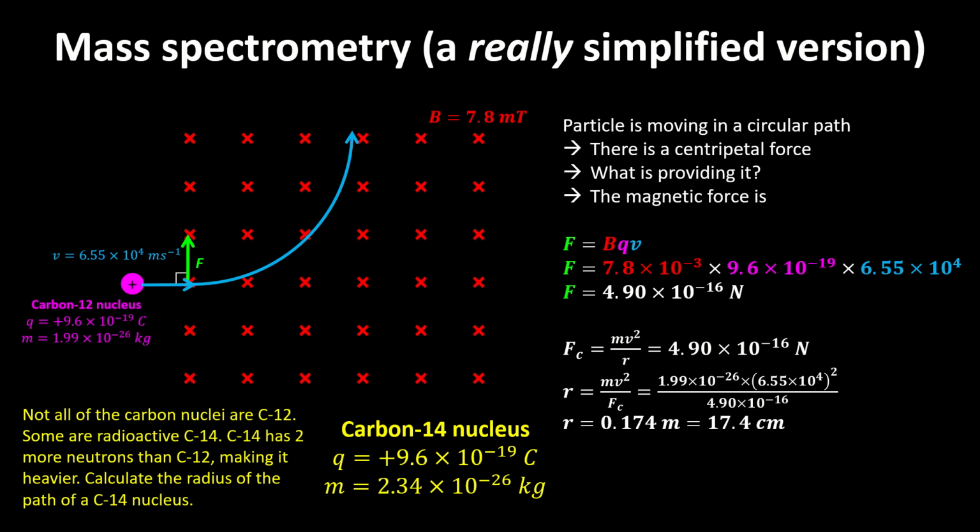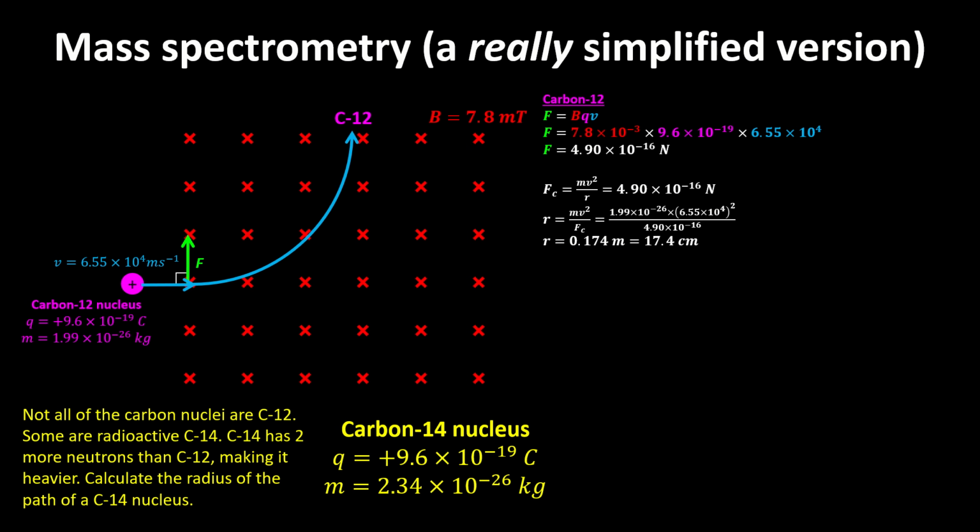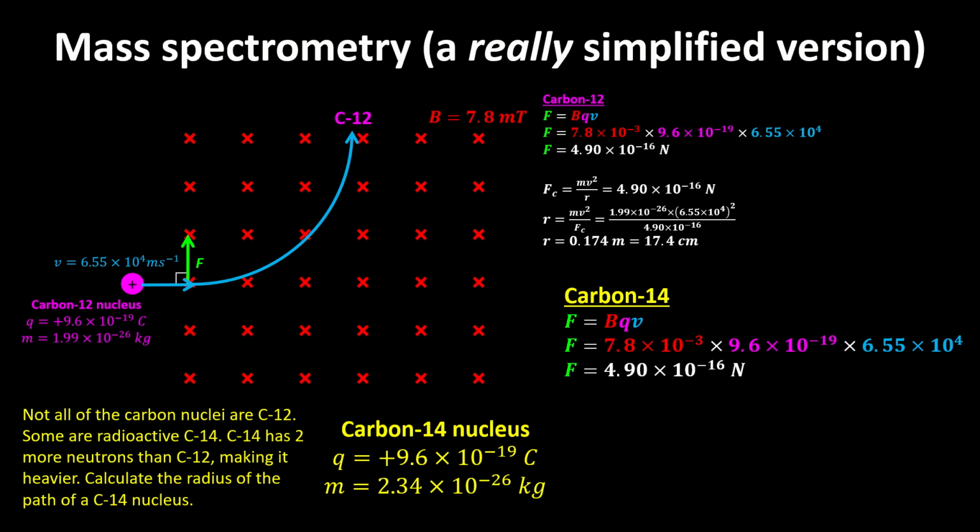But assuming you've had a go at that, here's what we do with carbon. So there's the carbon-12 calculation, the same as the previous one. If we do that with carbon-14, some things are the same and some things change. First of all, if we calculate the size of the force, B, Q, and V, it's still the same magnetic field. The charge is still the same because it's still carbon, and the speed is still the same. So those numbers are all exactly the same as before, so you get the same force. The actual size of the force on the carbon-14 is no different than carbon-12, which means the centripetal force is the same.